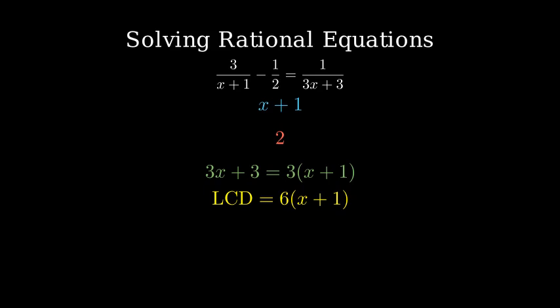Now, let's multiply every term in the equation by 6 times x plus 1. This will eliminate all the denominators. Let's distribute 6 times x plus 1 to each term.